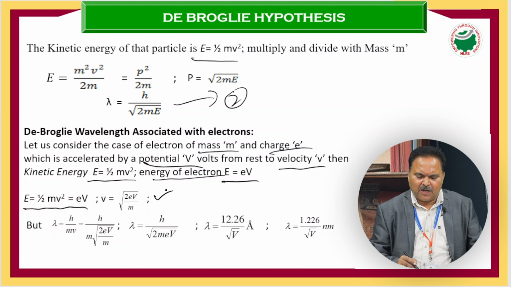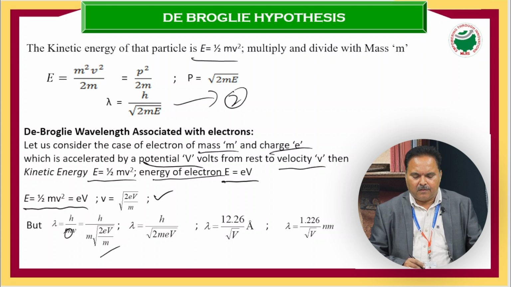Then with this velocity, we will substitute in the de Broglie wavelength, h by mv. That means h by m into root of 2eV by m. Then lambda is equal to h by root of 2meV. So this is the equation. Earlier it was h by root 2mE, now it is h by root 2meV.